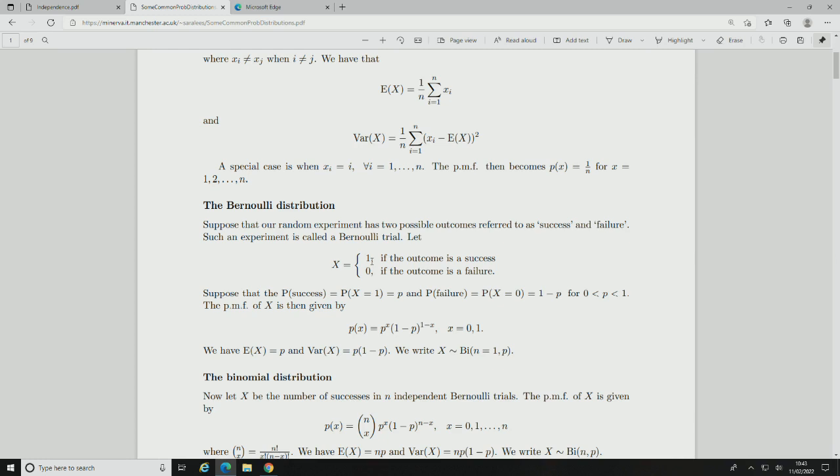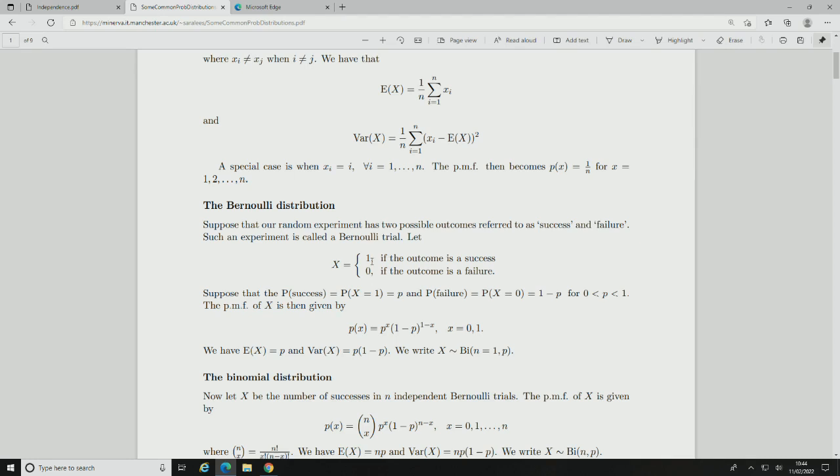Remember, a random sample is a sample that is independent and identically distributed, right? Because of independence, you can write this as the probability that X1 equals little x1, times up to the probability that Xn equals little xn. That's using the fact that X1 to Xn are independent random variables.